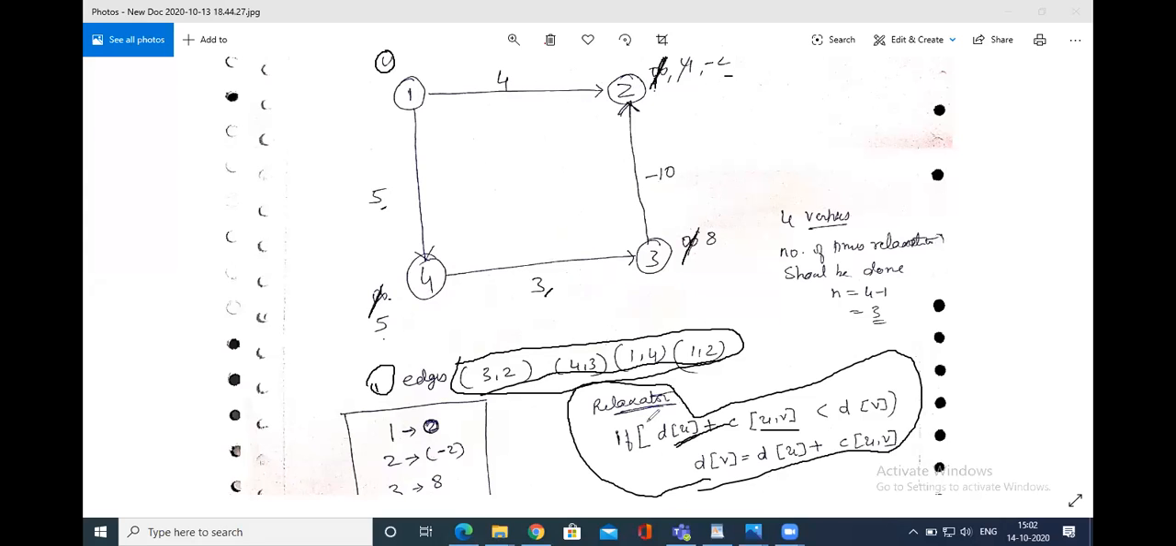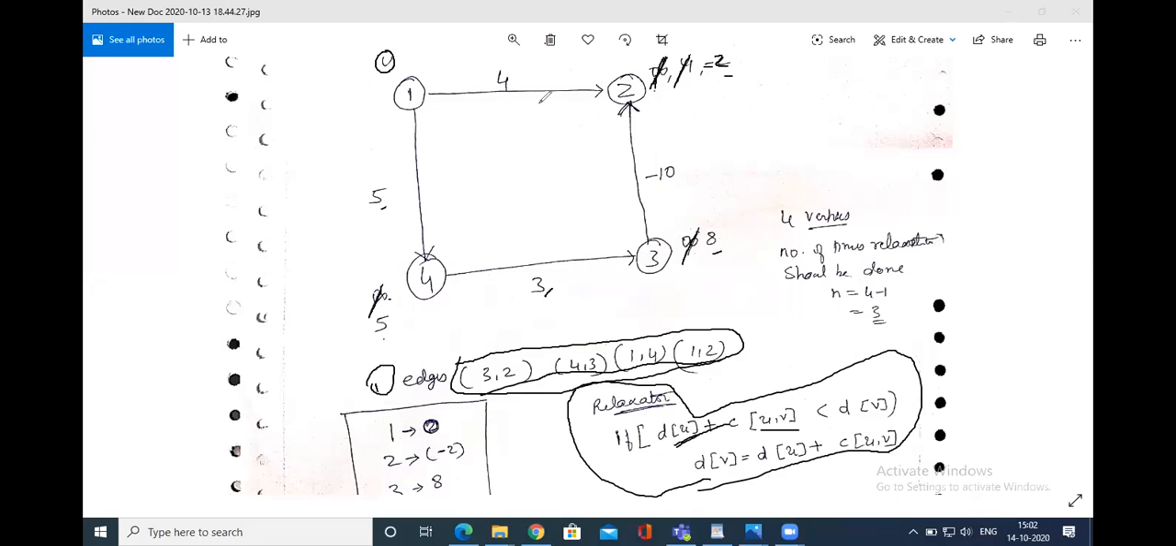Clear? How will you get the final cost? Let me start. In between 3 and 2, we have 8. 8 minus 10 is minus 2. Is minus 2 less than 4? Yes. So 4 will be crossed out and I'll put minus 2 here. So minus 2 is the calculated cost. I'm just following this method to calculate the distance of v, right?